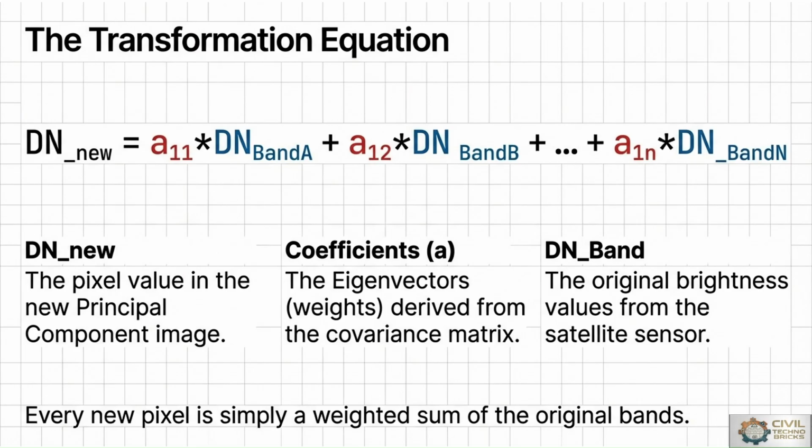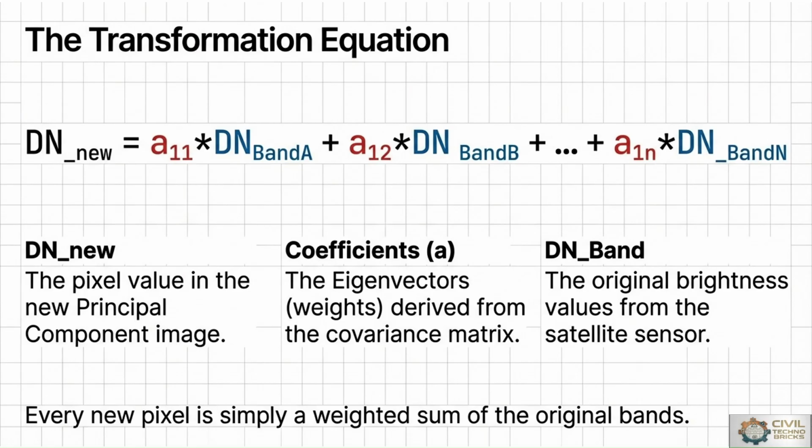So here digital number new is equal to A11 into digital number band A. So A11, A12, A1n are the principal component eigenvector coefficients. Digital number new is the pixel value in the new principal component image. Coefficients A are the eigenvectors that are weights derived from the covariance matrix, and DN band are the original brightness values from the satellite sensors.